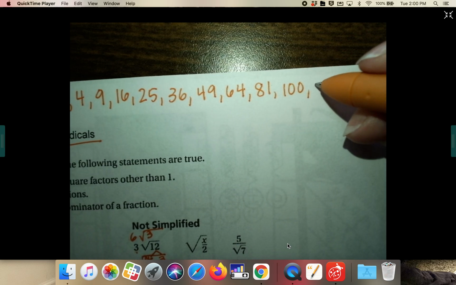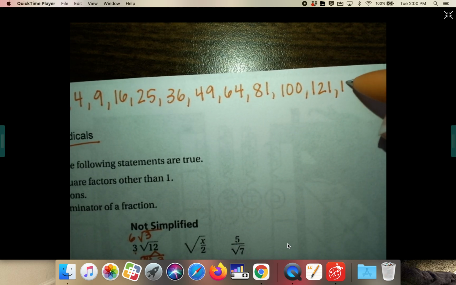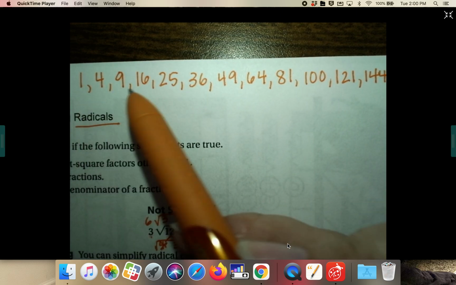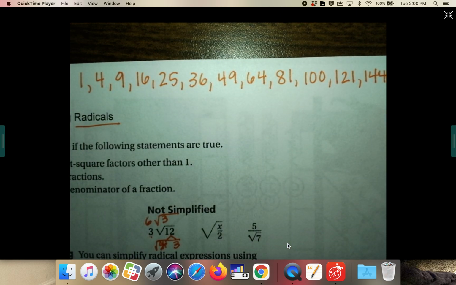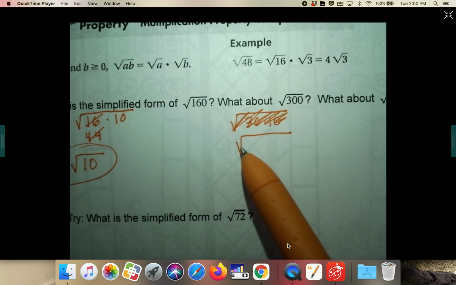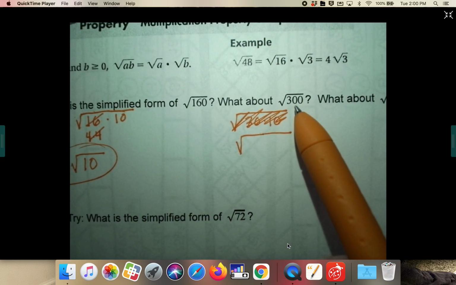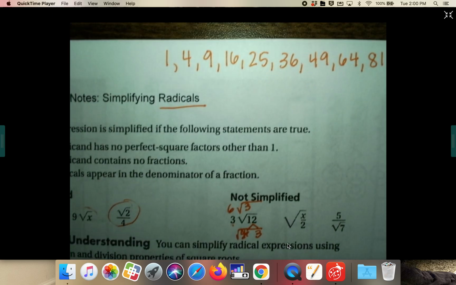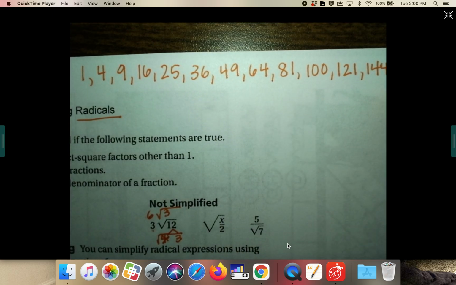Let's go to, I think 11 is 121, and 12 is 144. Okay, so they keep going, but I had a student who did this, and he wrote all of the numbers that were perfect squares at the top of his paper, and that just helped because now we're looking for what times what is 300, and we have to be using one of these numbers.